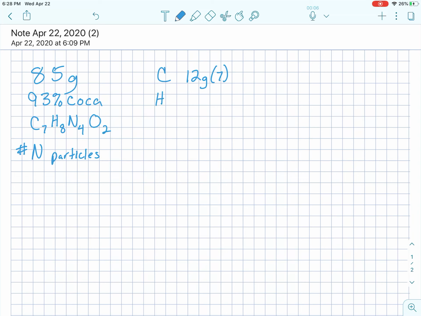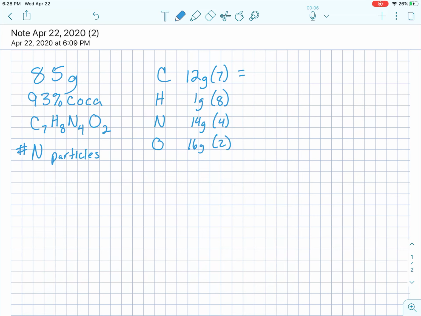And in my formula, I have 7 carbons, so I'm going to multiply that by 7. Then I have hydrogen, which is going to be 1 gram because of the periodic table, and I have 8 of those. And then I have nitrogen, which is 14 grams, and I have 4 of those. And then I have oxygen, which is 16 grams, and I have 2 of those.